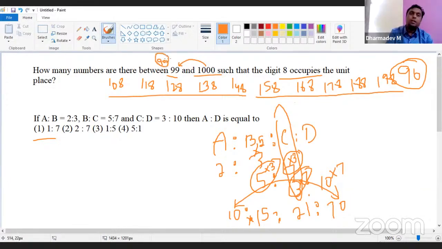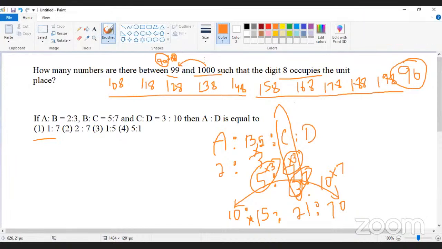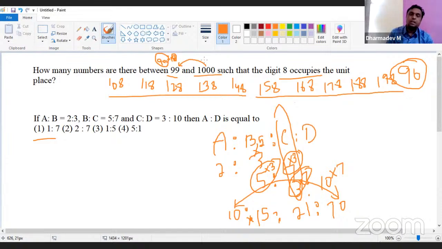So for every 100 numbers, there are 10. Then for 900 numbers, there are 90. That's all. For every 100 numbers, a set, the 8 comes in the unit digit. Any number, 8 or 7 or 6, a particular digit at the unit place occurs 10 times. Then how many numbers make the unit digit 8 for 99 to 1000 in between them?